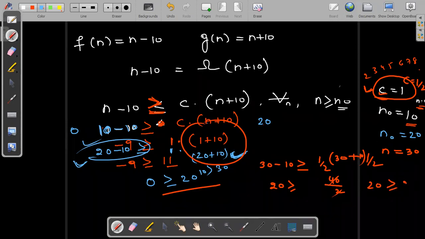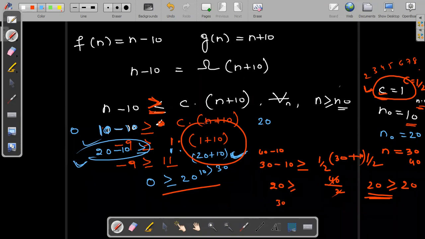20 is greater than or equal to 20. One condition satisfied. Nothing but what? From this value, the condition holds. Now take n value is equal to 40. Okay, definitely it works. Yes or not? Definitely it will work. 40 minus 10, yes or not? So what will you get?